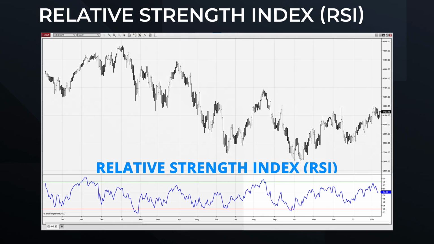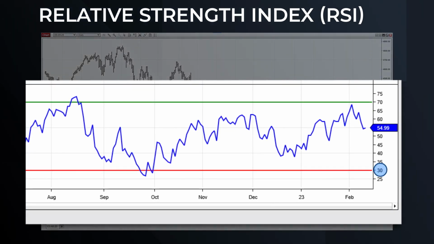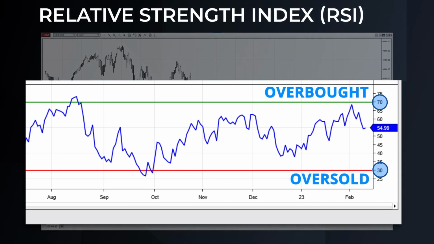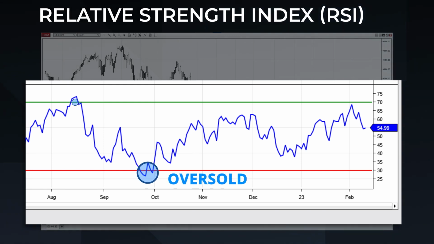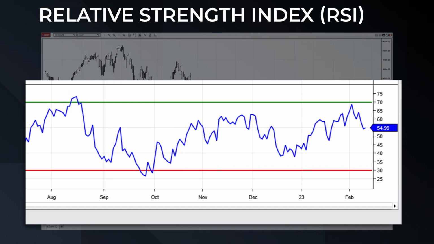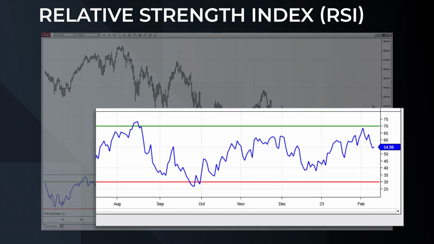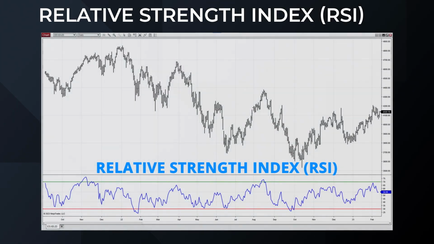The RSI is a bounded study ranging from 0 to 100, with thresholds of 30 and 70 used as the traditional oversold and overbought levels. When the RSI falls below 30, the underlying is said to be oversold, above 70, overbought. Note that a market can remain overbought or oversold for an extended period. When price moves below 70 or above 30, the trend could be changing and can be interpreted as a signal to buy or sell.